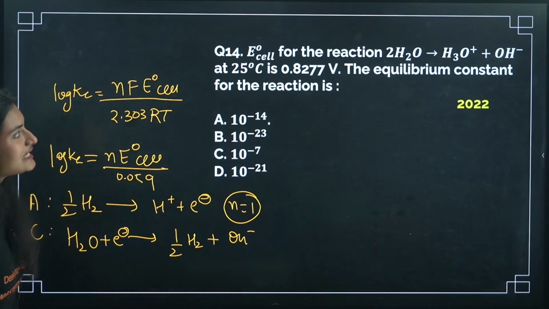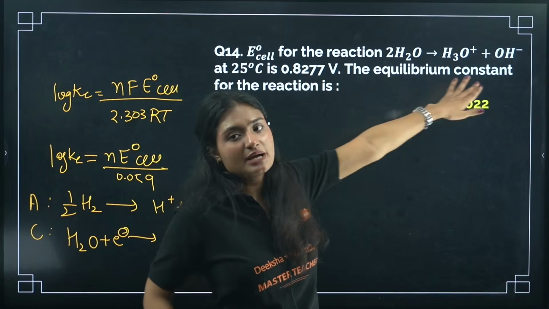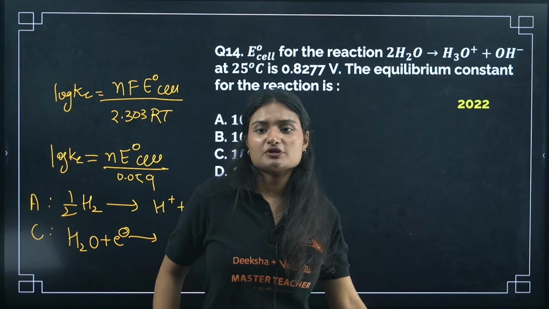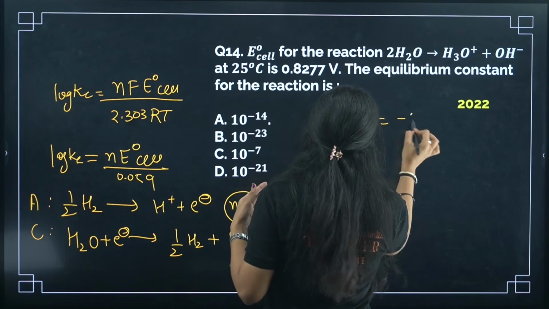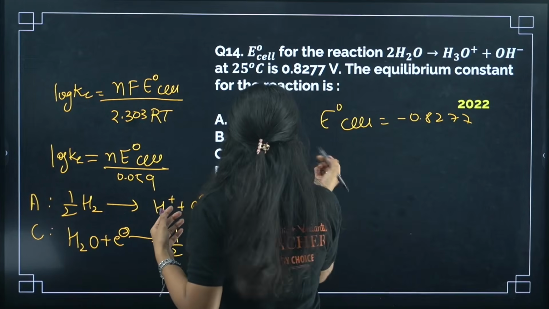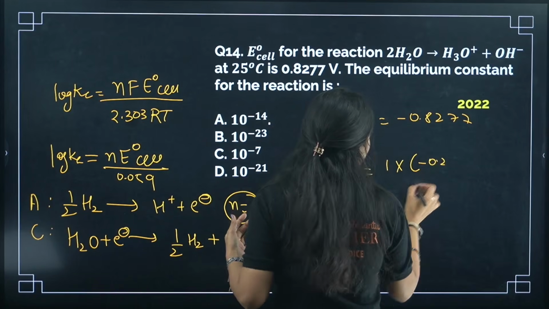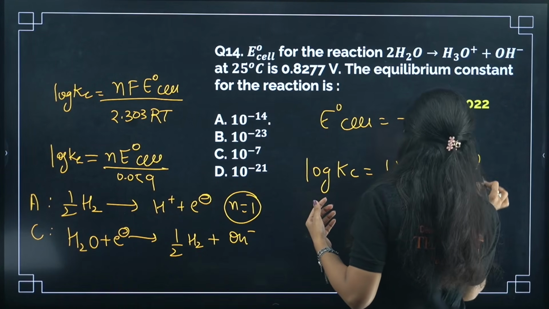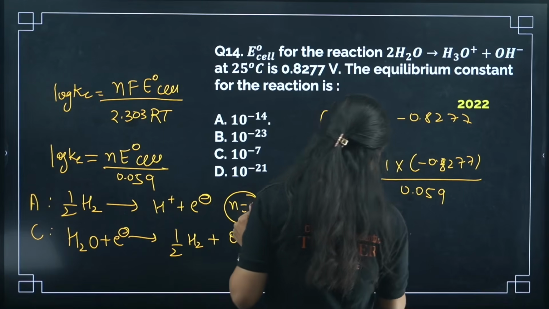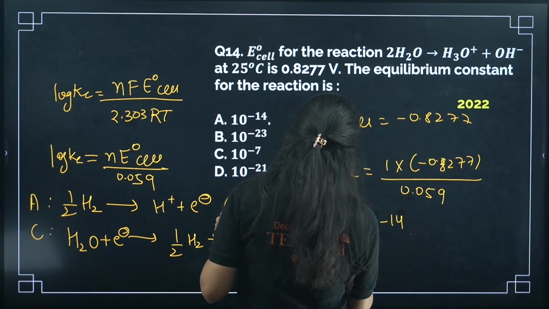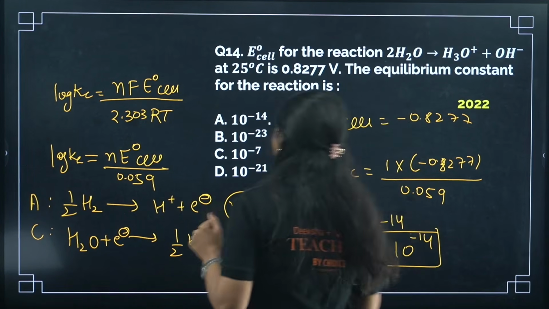This E naught cell that is given here is negative, because this reaction doesn't happen on its own. The auto-ionization of water doesn't happen on its own. You need to provide energy for it. So here the E naught cell will be minus 0.8277. Now if you substitute all these values in log Kc, the answer will be 1 times minus 0.8277 by 0.059. The value comes out to be minus 14. Log Kc is equal to minus 14. If I take anti-log, the value will be 10 raised to power minus 14. That is the value of the equilibrium constant.